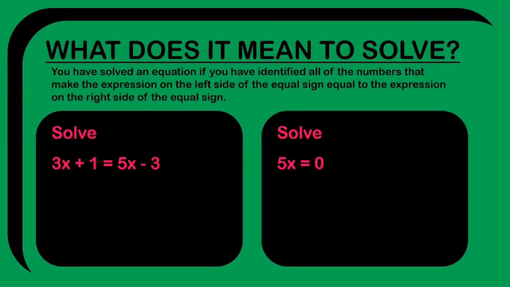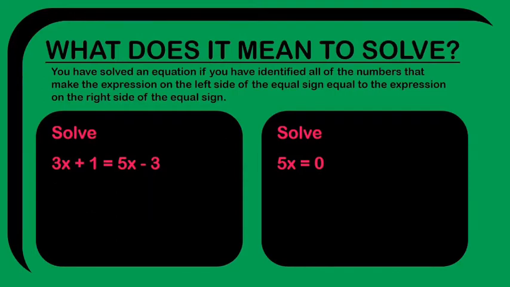The next thing we need to remember is, what does it mean to solve? You have solved an equation if you have identified all of the numbers that make the expression on the left side of the equation equal to the expression on the right side of the equation. So in my first example, here's the left side of my equation, here's the right side of my equation. If I need to solve it, I need to find all the values of x that will make the left side equal the right side.